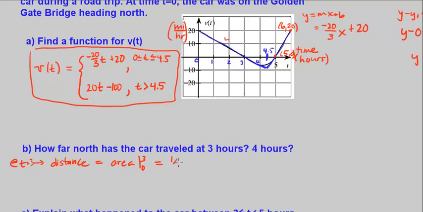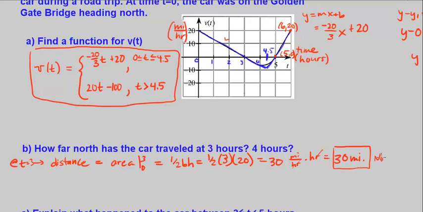And that's just 1/2 base times height of this triangle, right? The base is 3 units, so 1/2, 3. The height is 20 units, so 1/2, 3 times 20. And that is going to be 30. And what are the units? Well, the y-axis is miles per hour and the x-axis is hours. So that's 30 miles per hour times hours, these cancel out, it's just 30 miles. Okay? So in 3 hours, the car has traveled 30 miles north. I can even write north next to it to give direction.